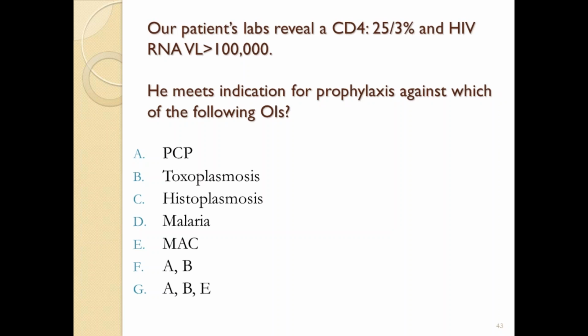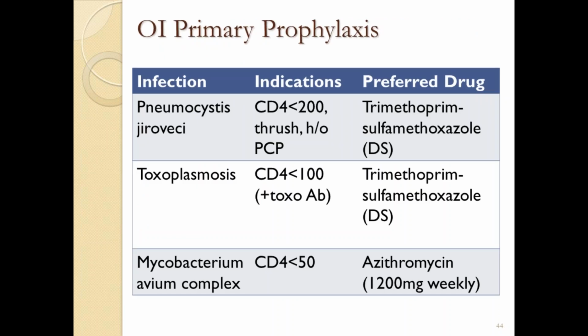Because the CD4 is so low, you're going to prophylax against PCP, toxoplasmosis, and against MAC. So these are the big ones. Thankfully, Bactrim is going to prophylax against PCP and toxo, and then the azithro for CD4 less than 50. What else are you going to do for your patients with CD4 less than 50?